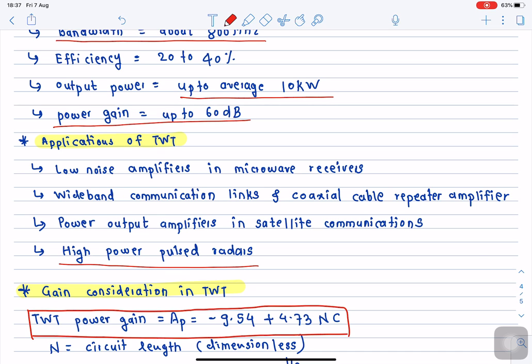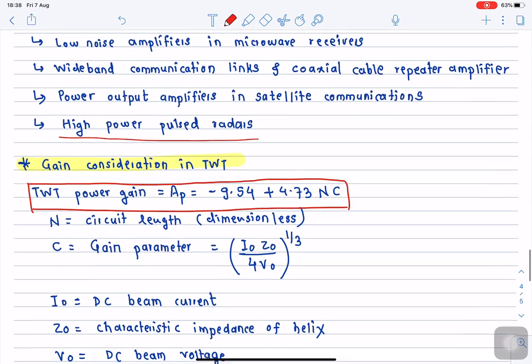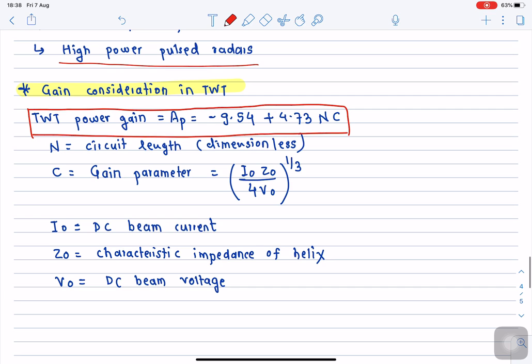Okay, so let us see some of the gain characteristics of this traveling wave tube amplifier. The analysis of an actual traveling wave tube amplifier by making use of field theory is a very complicated mathematical technique, right? So here the power gain is given by this particular equation, where power gain A_P is equal to minus 9.54 plus 4.73 multiplied by N into C.